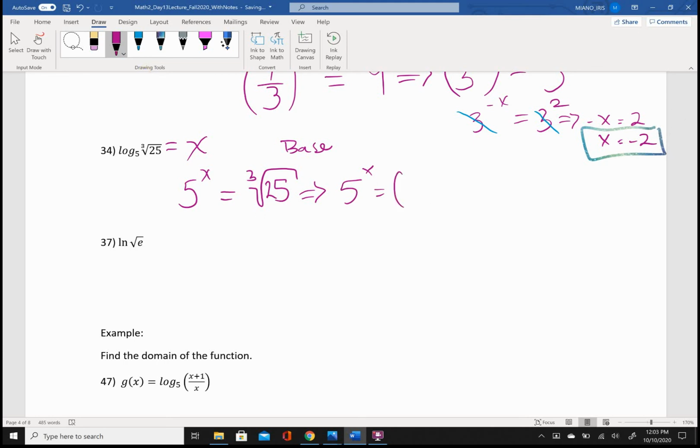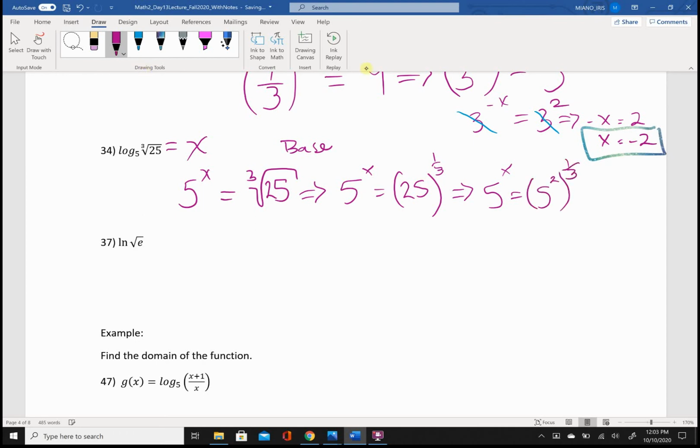That cube root can be rewritten as a 1/3 power, okay? And I definitely want to think about these things in terms of exponents whenever possible. So if you have any kind of root, rewrite it as the fraction exponent equivalent in order to get through this process, okay? So then 5 to the x power is equal to 25 can be rewritten as 5 squared, but then it's still raised to the 1/3 power.